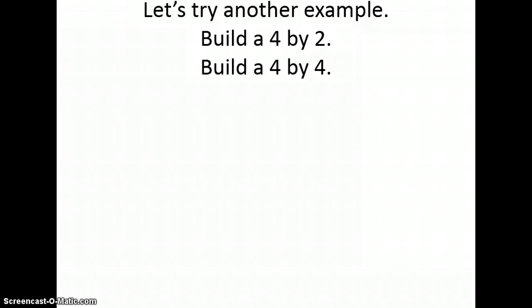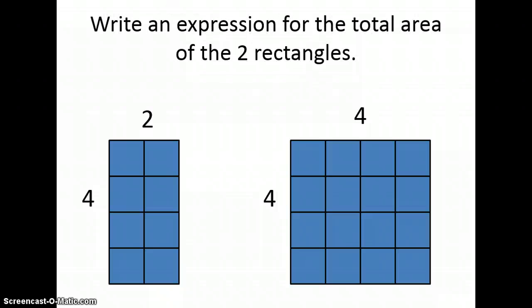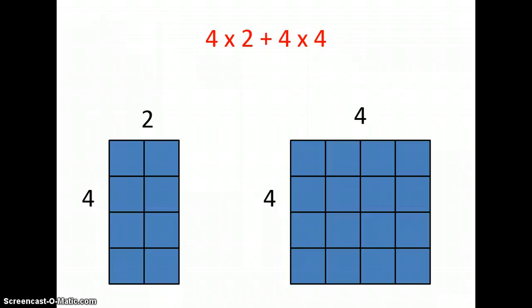Let's try another example. Let's build a 4 by 2 and a 4 by 4 rectangle. And then write an expression for the total area of these two rectangles. Well, I'm going to look at my first rectangle. And notice to get the area, I get 4 times 2. And to find the area of my second rectangle, I get 4 times 4.